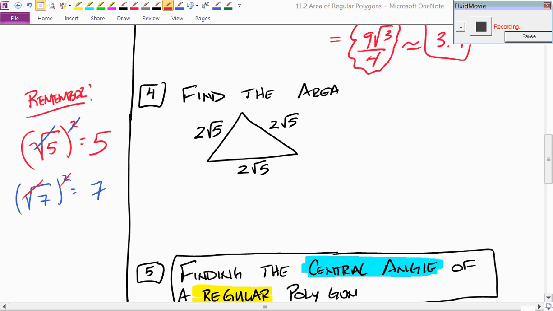Let's do another example together. Now in this example, I want to remind you of some algebra that you may have forgotten. When you take the square root of a number and you square it, you just get back the number. Here's an example: the square root of 5 squared is equal to 5. Here's another example: the square root of 7 squared is equal to 7. So I want you to find the area of this triangle, given that each side is 2 times the square root of 5. So we're going to use the theorem again.